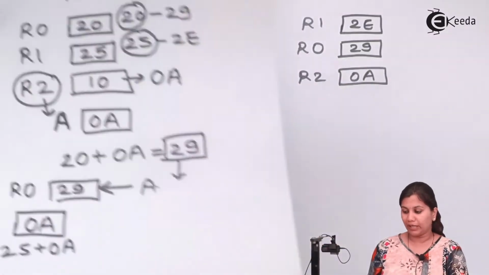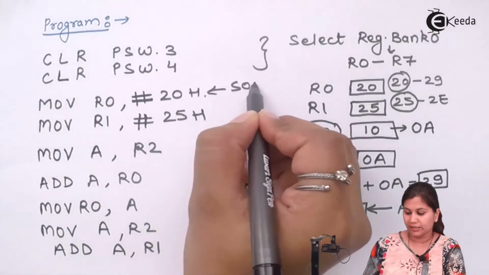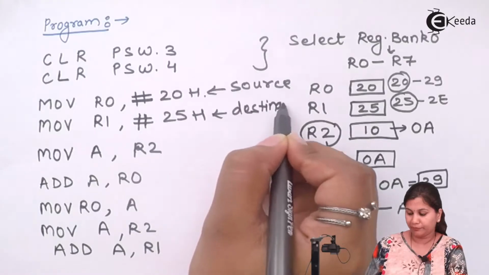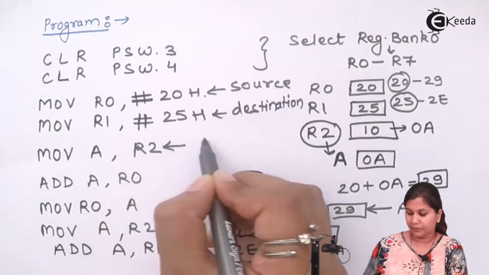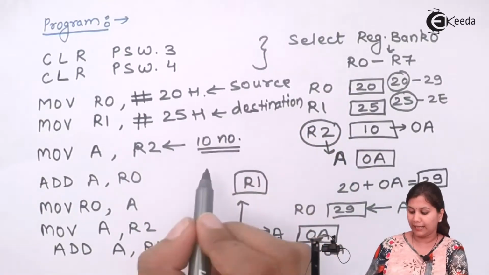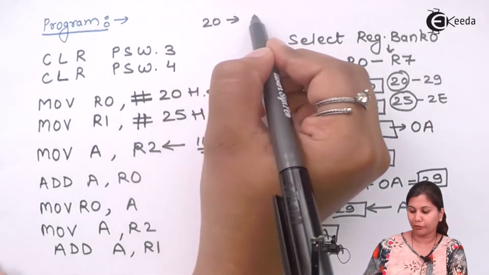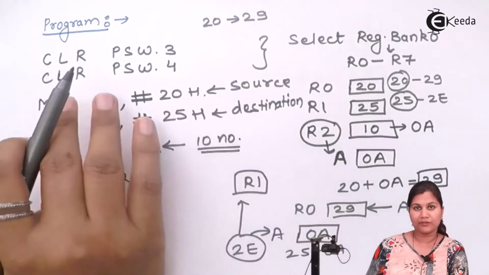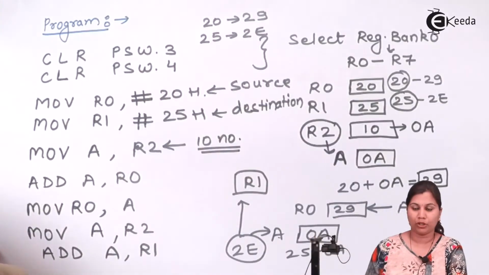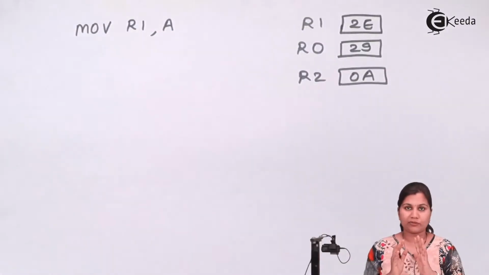So what we have done up till now, we have told the microcontroller that the source is starting from 20H, the destination is starting from 25. You have to copy 10 numbers from source to destination. You have to transfer 10 numbers, and if you add 10 numbers from 20, these are from 20 to 29, and when you transfer them to the destination, the last address will be from 25 to 2E. So these instructions have been done. Up till now we have done this. Now transferring will be done.